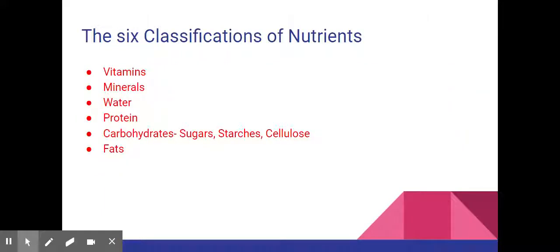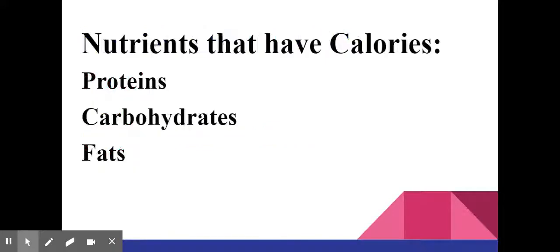The 6 classifications of nutrients include vitamins, minerals, water, protein, carbohydrates such as sugars, starches, cellulose, and fats. Nutrients that have calories: proteins, carbohydrates, and fats.